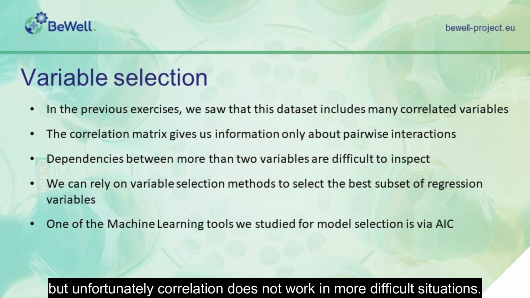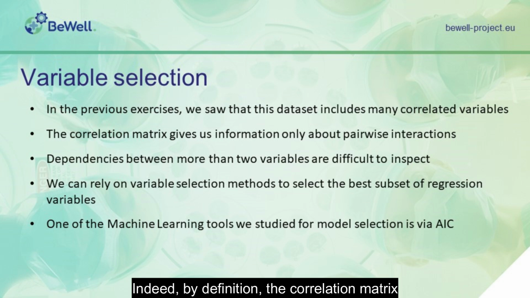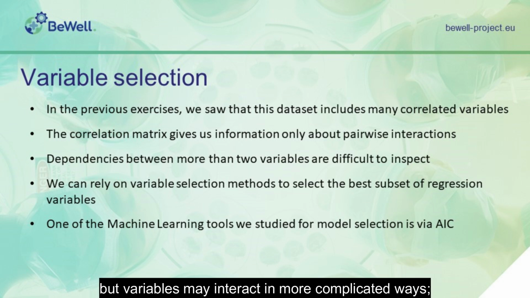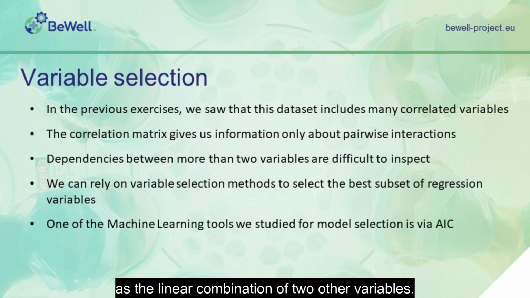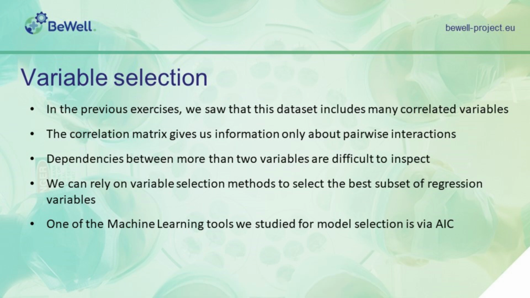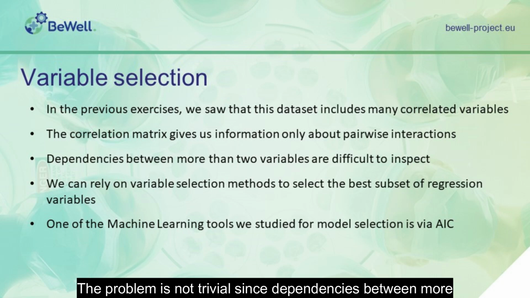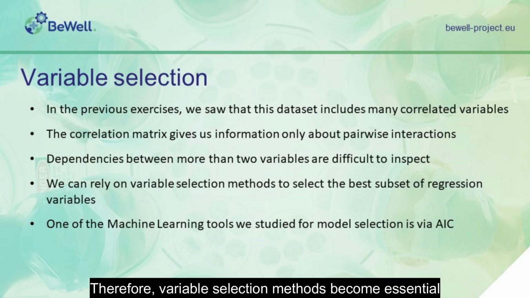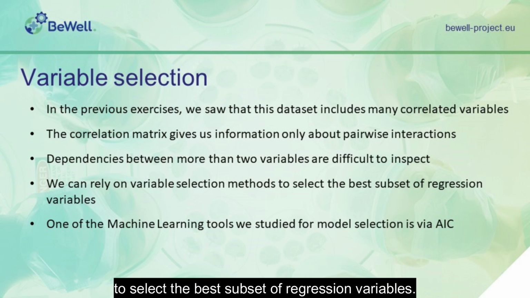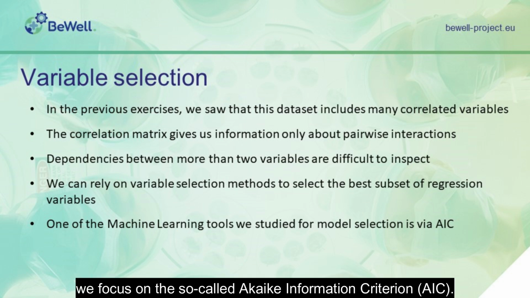But unfortunately correlation does not work in more difficult situations. Indeed, by definition, the correlation matrix gives information about pairwise interactions, but variables may interact in more complicated ways. For example, a variable can be obtained as the linear combination of two other variables. The problem is not trivial since dependencies between more than two variables are difficult to inspect. Therefore, variable selection methods become essential to select the best subset of regression variables. Among several possible approaches, we focus on the so-called Akaike Information Criterion (AIC).